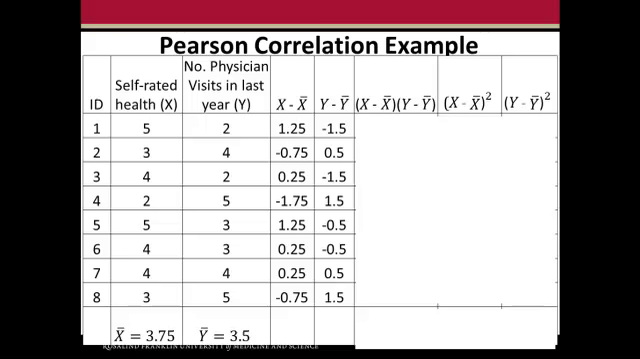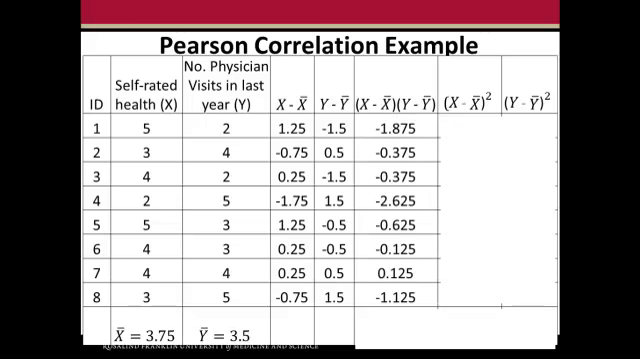Okay, so we have our deviation scores. The next thing we're going to do is take our columns of our deviation scores for x, so health, and the physician visits, which is y. We're going to multiply those two together. That gives us our next column.